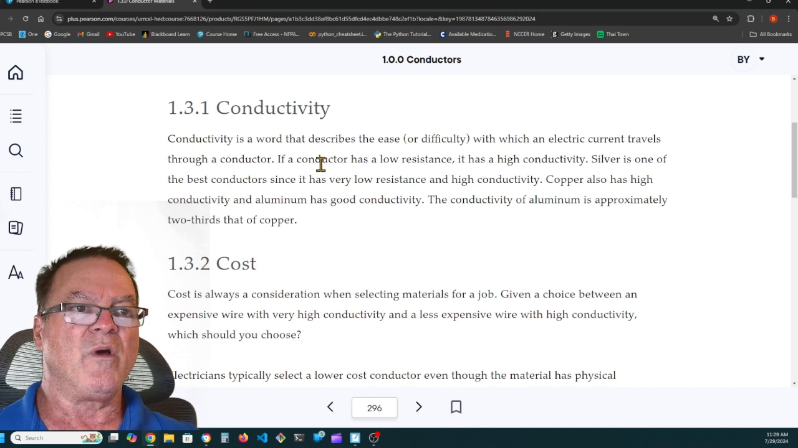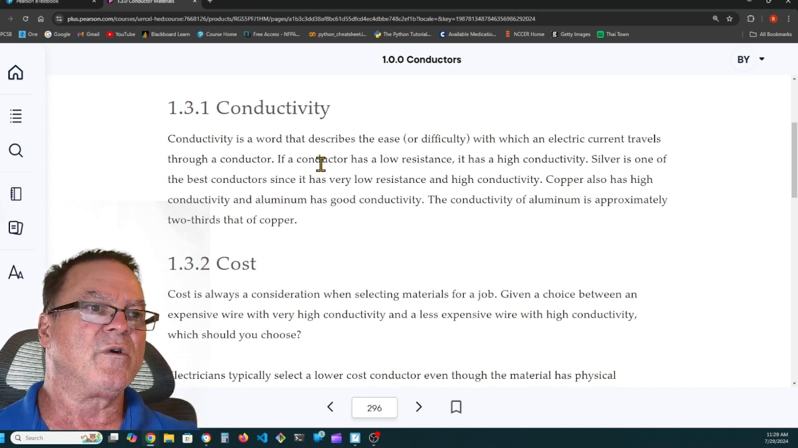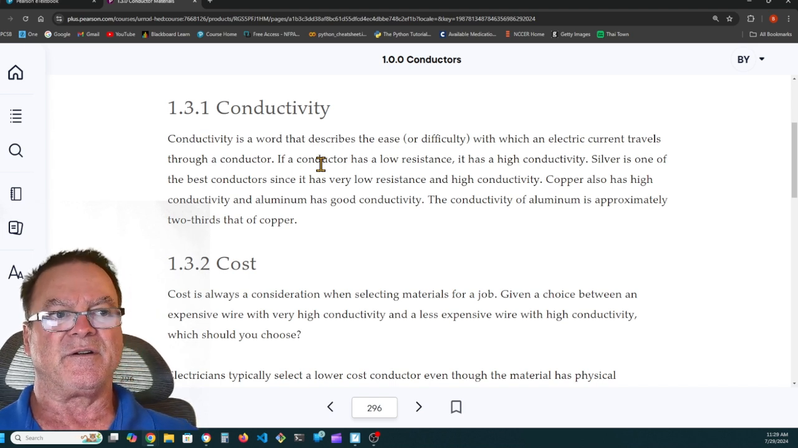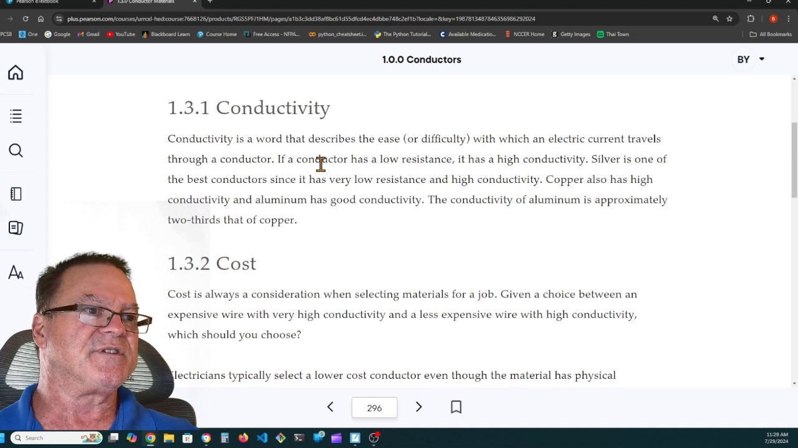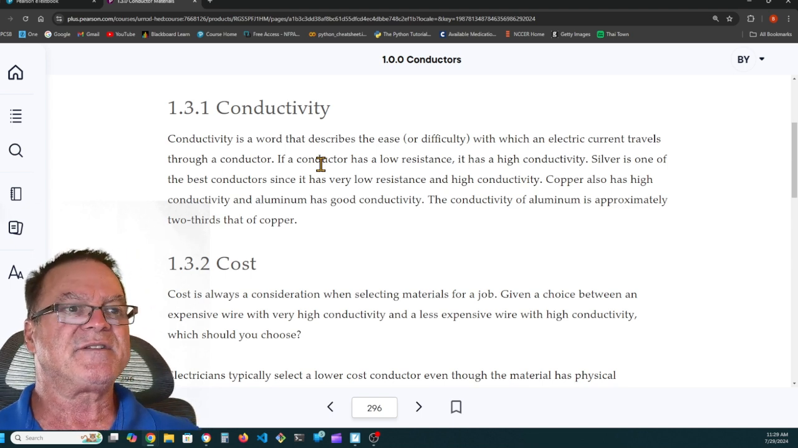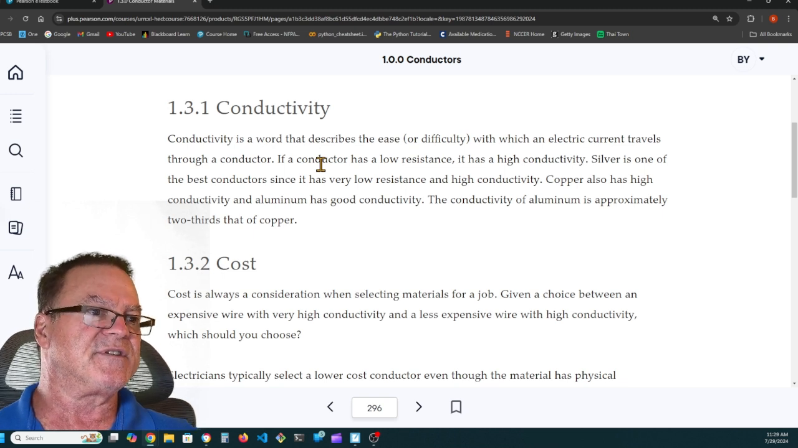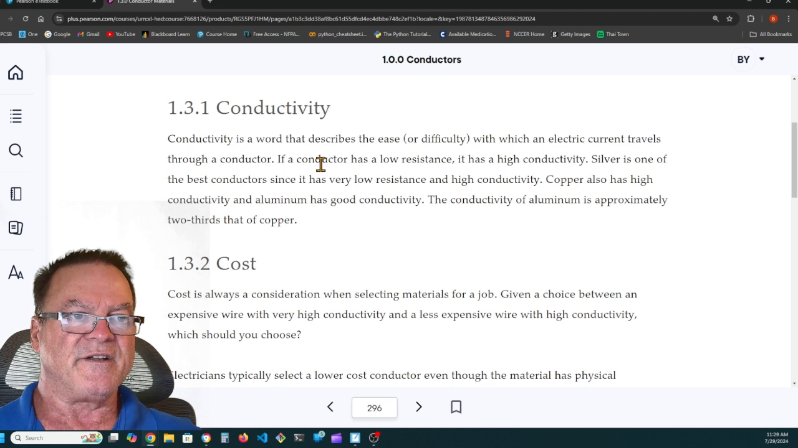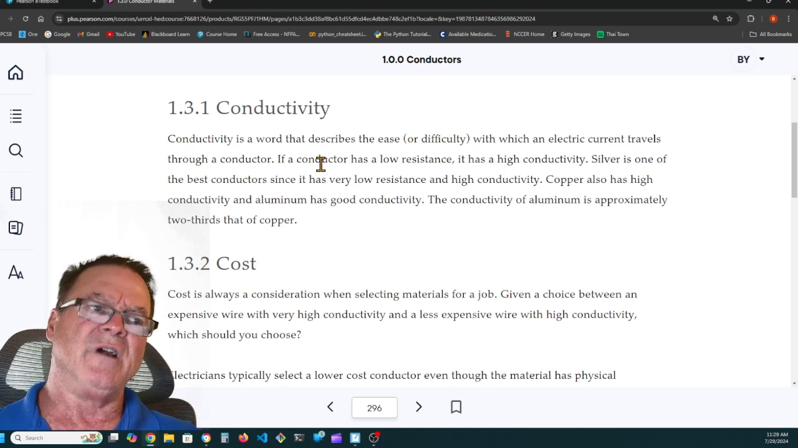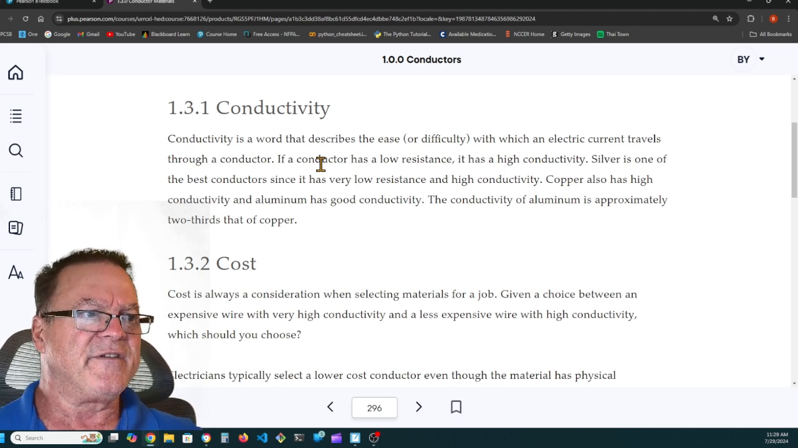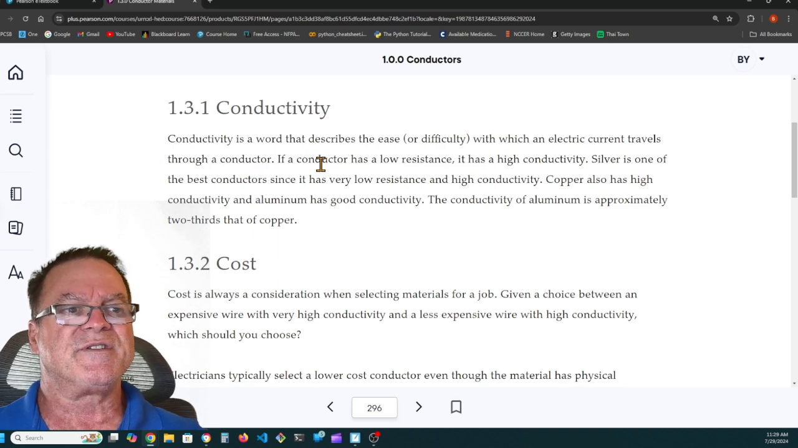1.3.1 Conductivity. Conductivity is a word that describes the ease with which an electric current travels through a conductor. If a conductor has a low resistance, it has a high conductivity. Silver is one of the best conductors since it has very low resistance and high conductivity. Copper also has high conductivity, and aluminum has good conductivity. The conductivity of aluminum is approximately 2/3 that of copper.